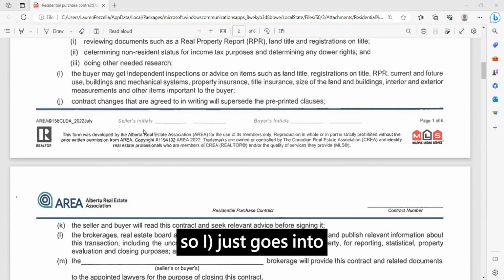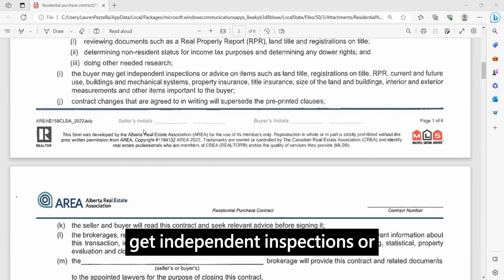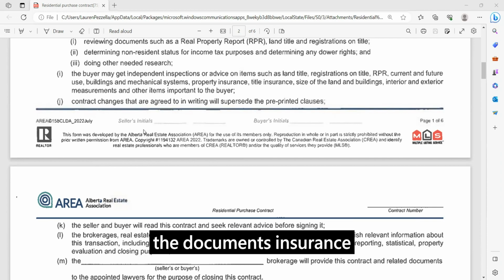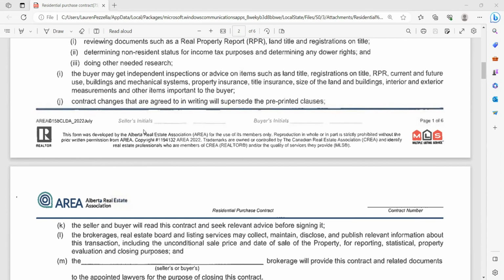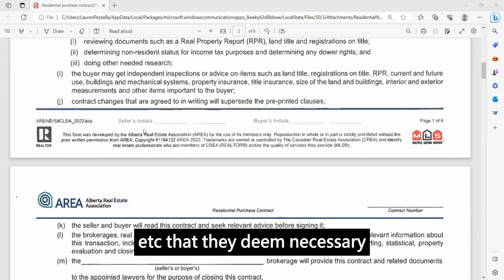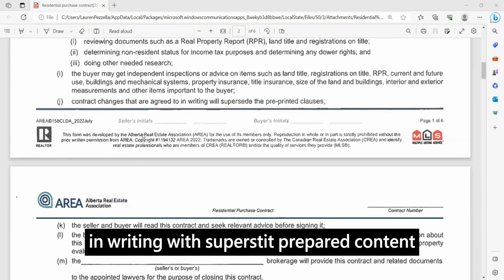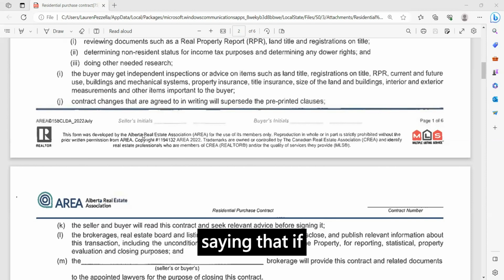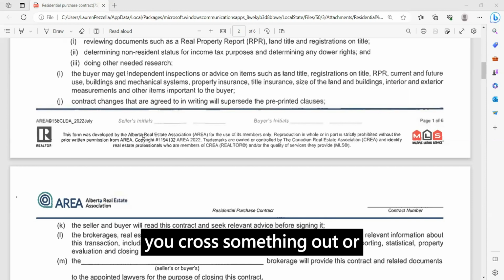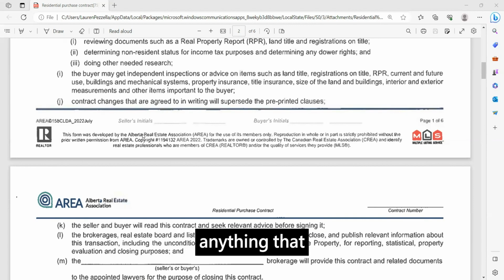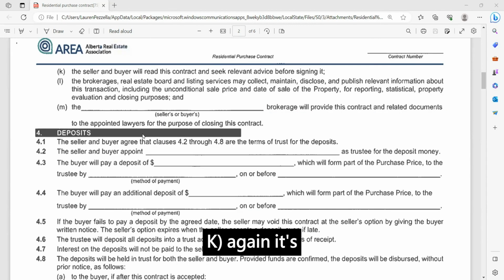So this one basically says that the buyer can get independent inspections or advice on any of the documents, insurance, RPR reports, building mechanical systems, etc., that they deem necessary. J, contract changes that are agreed to in writing will supersede the prepared contract. Again, it's just saying that if you cross something out or add something in, those specific provisions prevail over anything that was pre-printed.